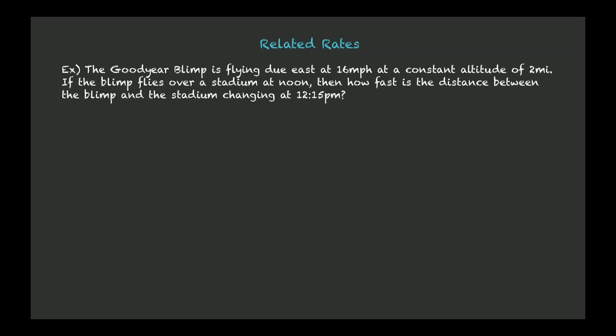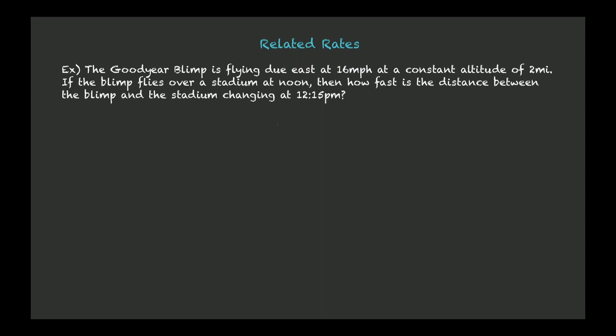All right, in this video, we're going to take a look at a related rate problem dealing with distance. So let's jump right into it. In this problem, we have the Goodyear blimp flying due east at 16 miles per hour at a constant altitude of 2 miles. If the blimp flies over a stadium at noon, then how fast is the distance between the blimp and the stadium changing at 12:15 p.m.?